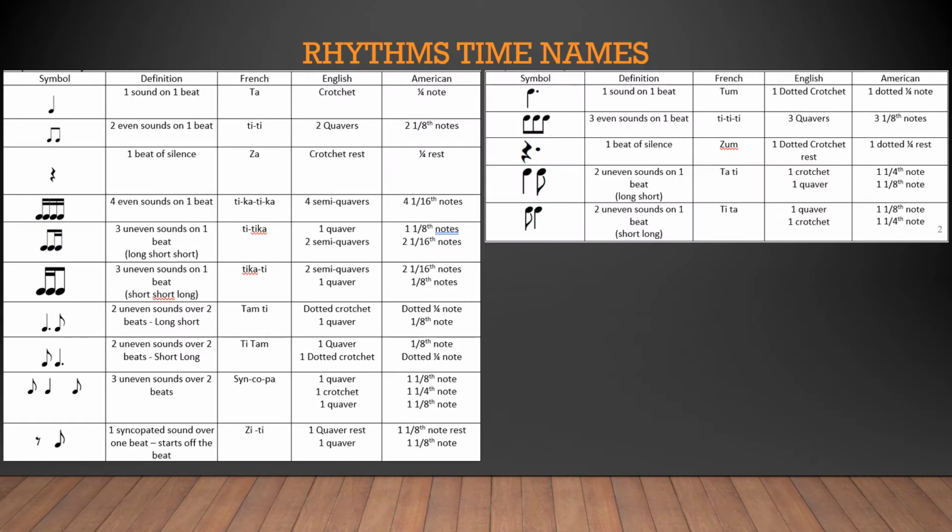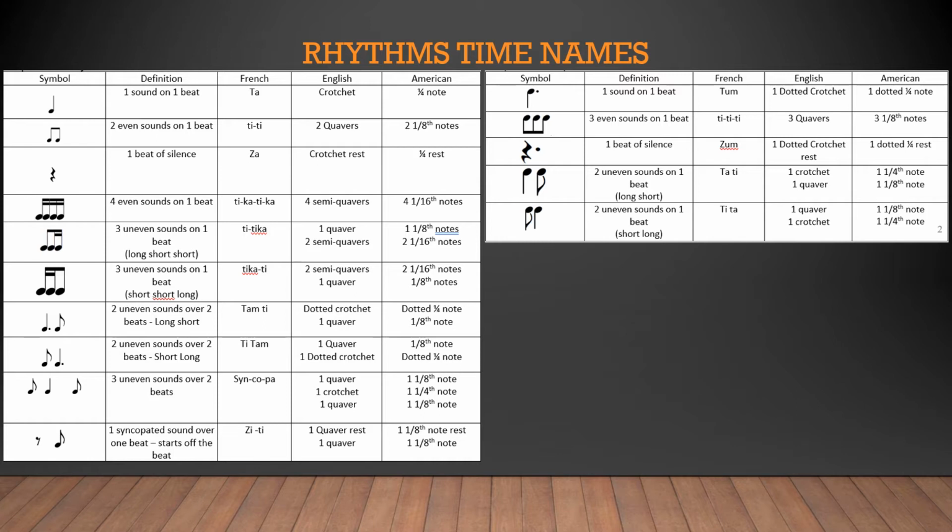Rhythm time names. So we know most of these. There's lots of ways to think about it. We have our ta. It's one sound and one beat. In English, we call it crotchet. In American time names, we call it a quarter note. You need to decide which system you're going to be consistent with.